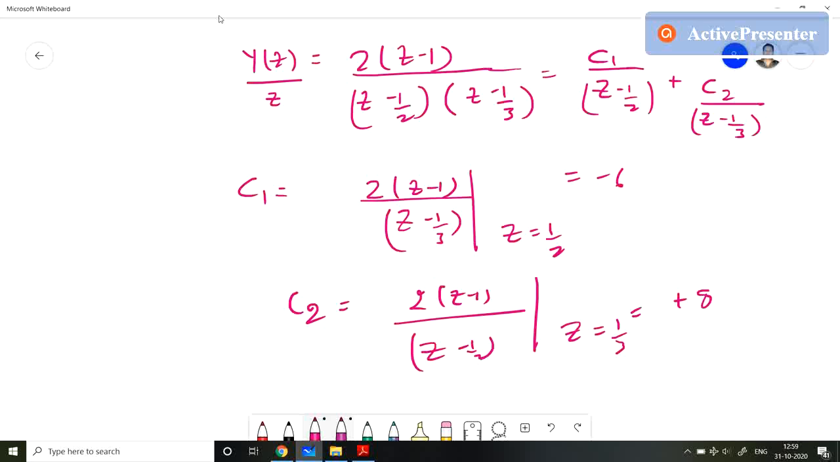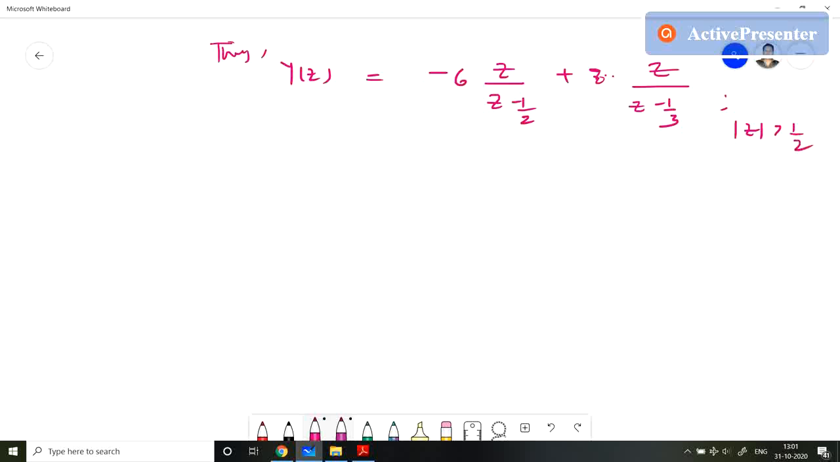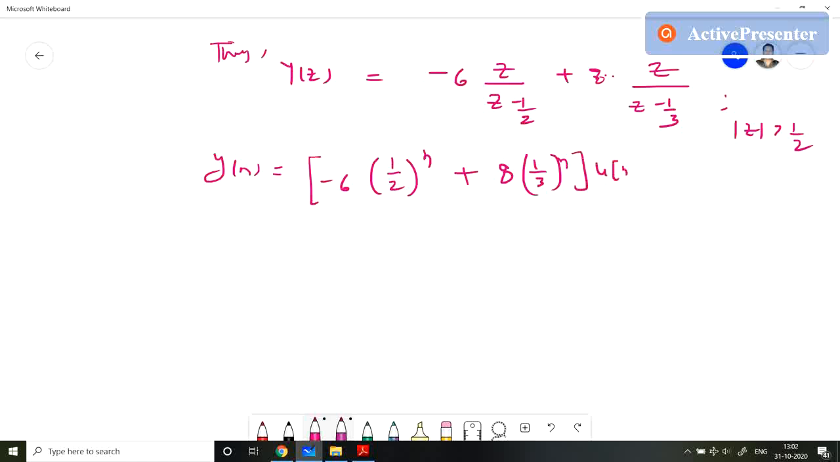So putting the values of C1 and C2, we get Y(z) is equal to minus 6z divided by (z minus 1/2) plus 8z divided by (z minus 1/3), and of course the ROC is modulus of z greater than 1/2. Taking the inverse z transform, y(n) is equal to minus 6 (1/2)^n plus 8 (1/3)^n u(n). So this is y(n).